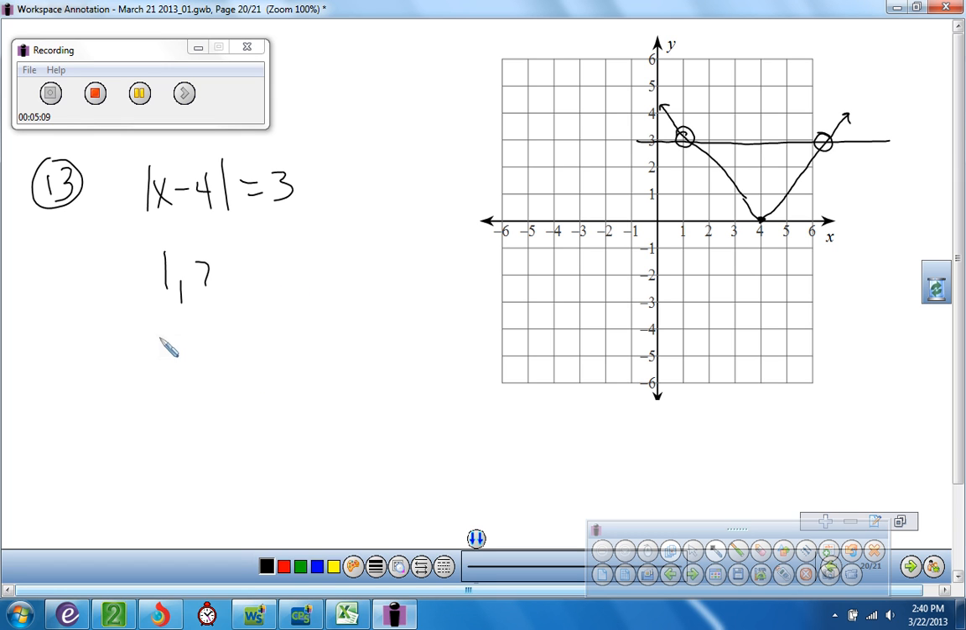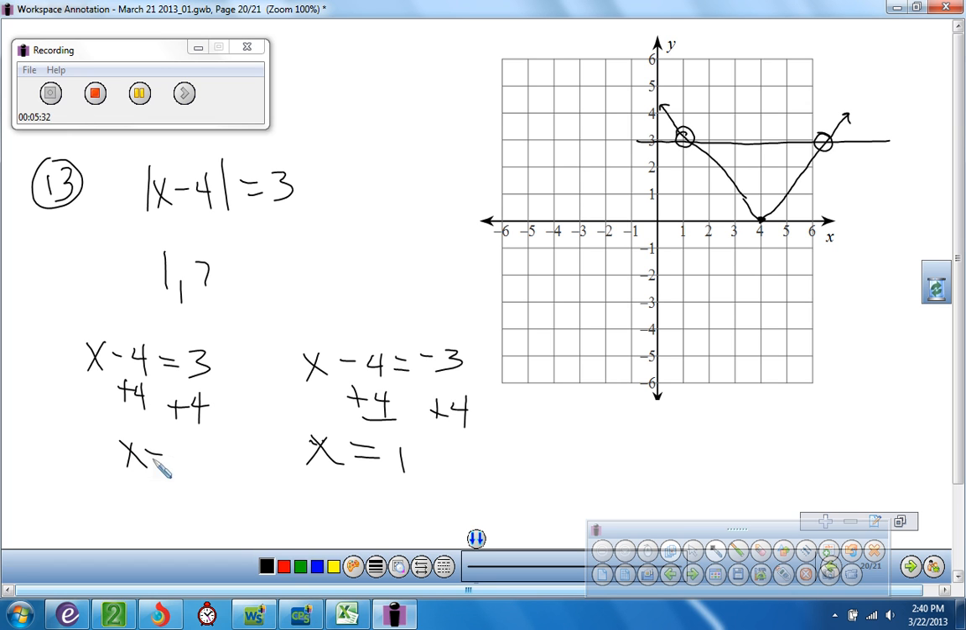Now, if you wanted to check algebraically, we just say x minus 4 is equal to 3, x minus 4 is equal to negative 3. Add 4, and we get 1 here, so x is equal to 1, which is what we came up with when we did it by graphing, and then here add 4, and we get x is equal to 7. So we can solve by graphing, but to graph it, you just, again, graph the absolute value part and put the equals to part there.